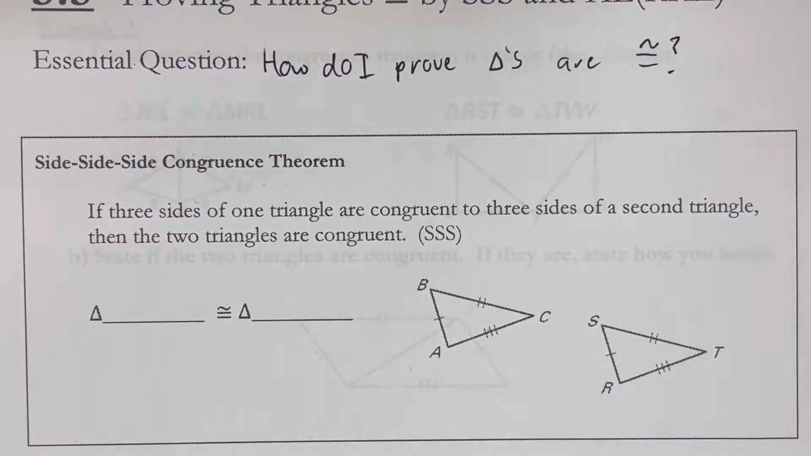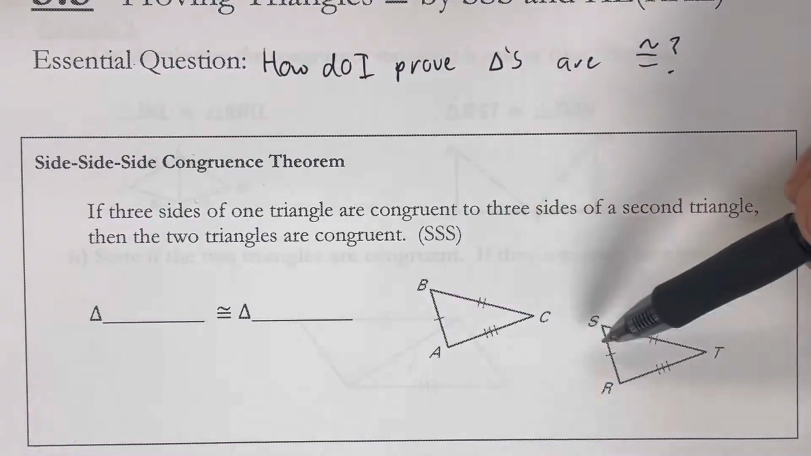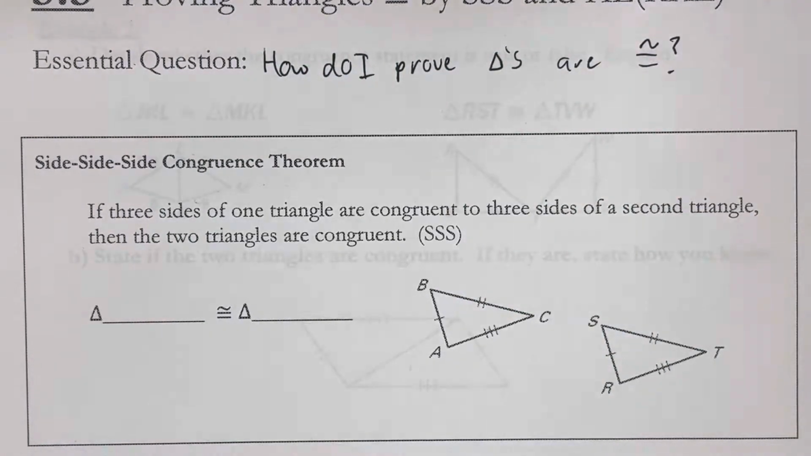So what we're looking for when we're looking for side, side, side is tick marks on the sides. We'll also use the reflexive property quite a bit. We'll also bring back some terms such as midpoint and bisectors as well.